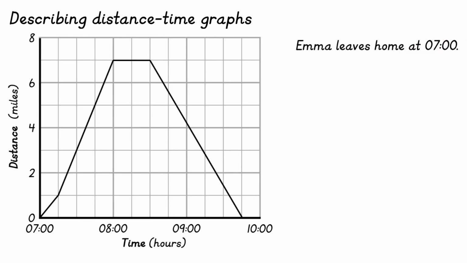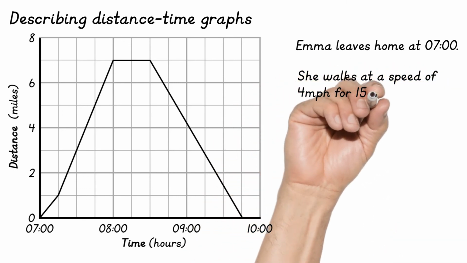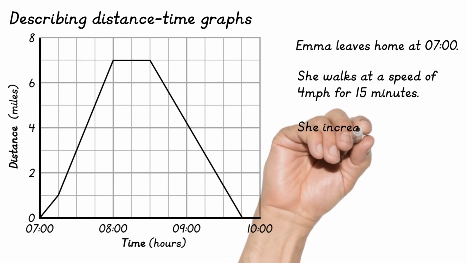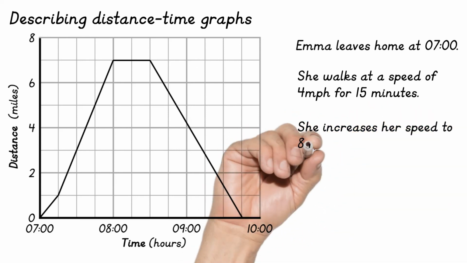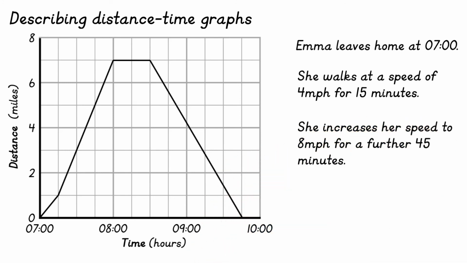If you look at the first initial change between the steepness, it's in the first 15 minutes, and in 15 minutes it's 1 mile, so per hour it's going to be 60 minutes, which is timesing it by 4, so she has to walk at a speed of 4 miles per hour for 15 minutes. She then increases her speed to 8 miles per hour for a further 45 minutes.